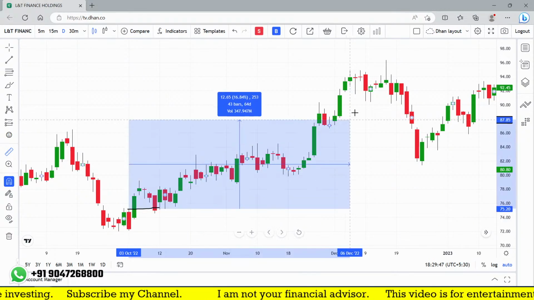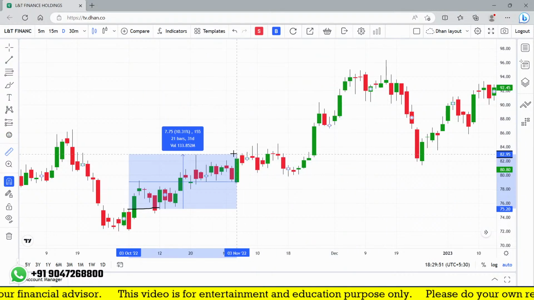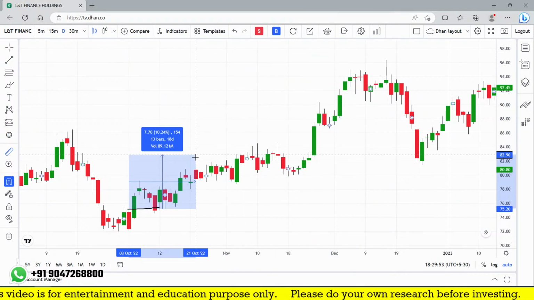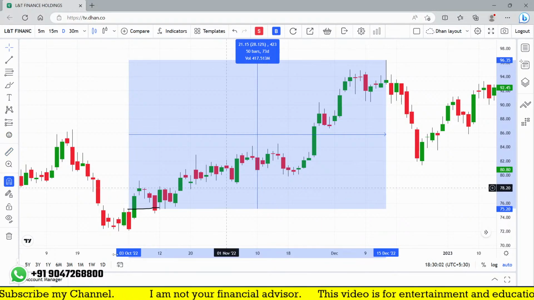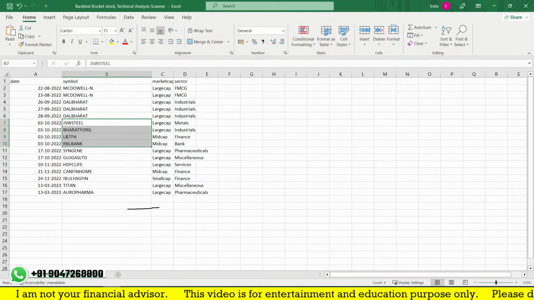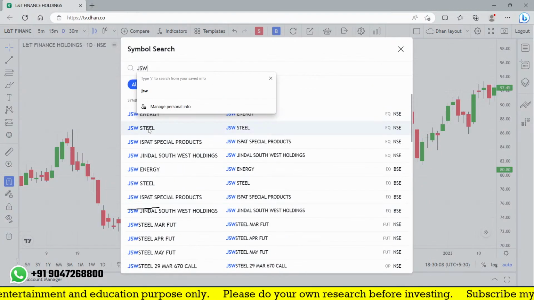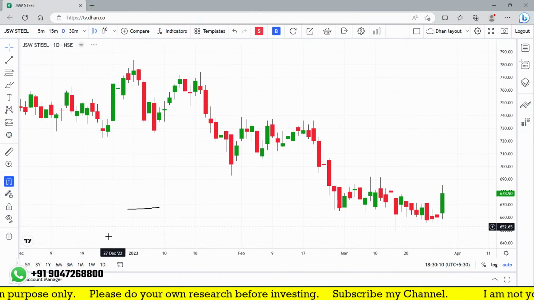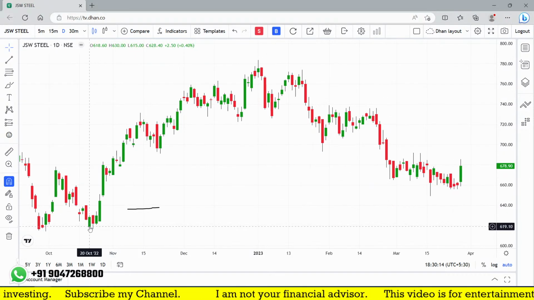So 4% rush, and then it went up to 28% maximum. But even immediately it went up to 10% within that month itself, and after that it still kept on going up to 96 level from 75 level. And at the same time we have 4 stocks, Bharat Forge, JSW Steel.